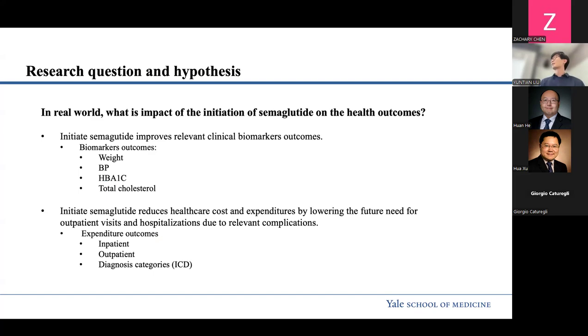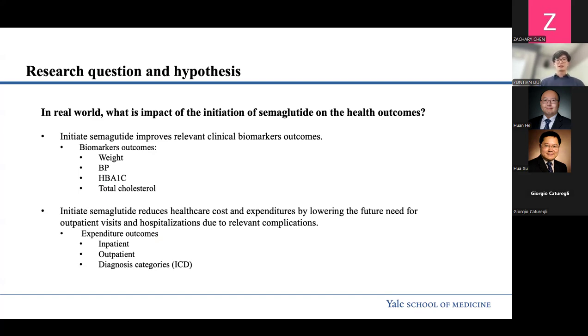So dividing the outcome into two parts, the clinical outcomes and the expenditure outcome, we have two hypotheses. The first: initiating semaglutide improves the relevant biomarker outcomes. By biomarker outcomes, we choose weight, which is the most relevant for these weight loss drugs, and blood pressure measurements, which are related to cardiovascular outcomes, and also HbA1c for type 2 diabetes and total cholesterol, also related to cardiovascular diseases.